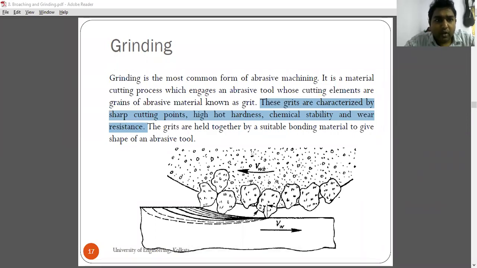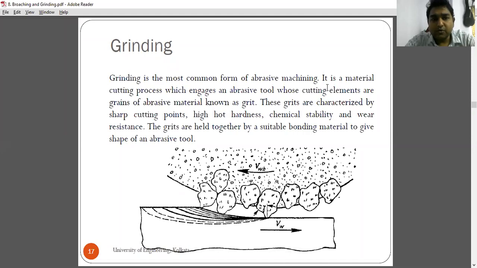Now, grinding is the most common form of abrasive machining process. Okay, so normally when we need to remove some material from the surface of the workpiece, we need to go ahead with the grinding process, right?